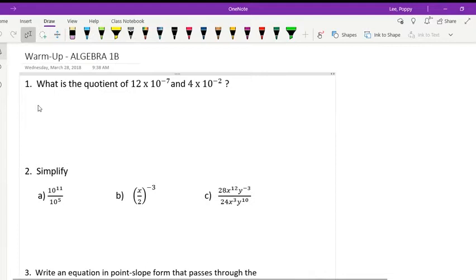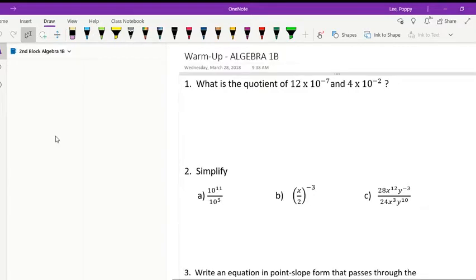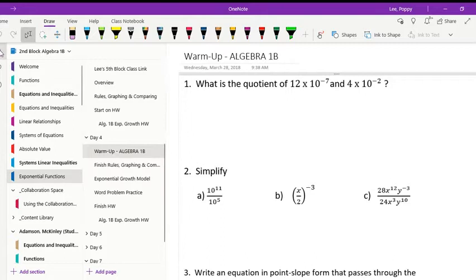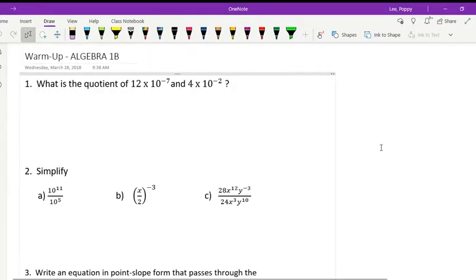We are actually going to be looking at day 4. So if you go into your OneNote and find day 4 materials, we're going to start with the warm-up. There's some to-do stuff. Here's what we're going to do for today: I'm going to do one video of the warm-up, and then one video for the notes.